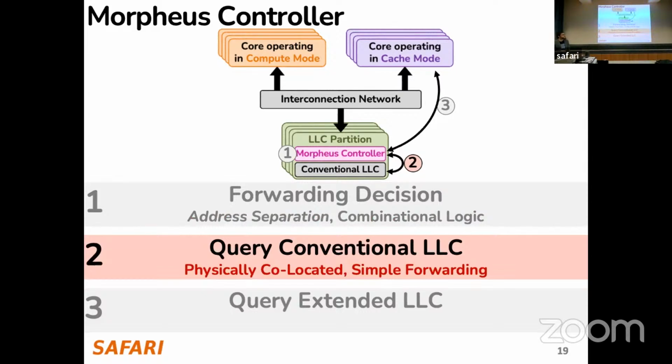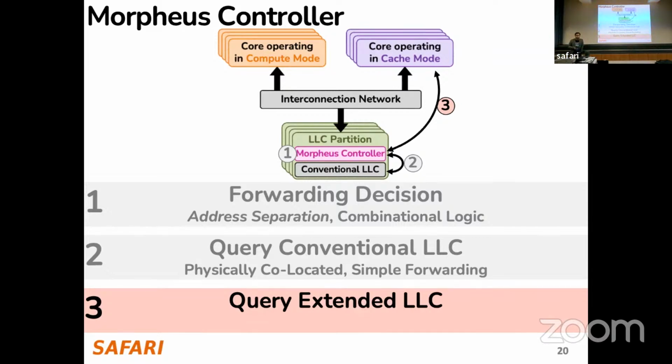Querying the conventional LLC, as you can see there in the number 2 in the drawing, this Morpheus controller is physically co-located with the conventional LLC. So querying the conventional LLC is just some forwarding. It's really simple, right? It's directly there. In contrast, querying the extended LLC is at least not straightforward, because somehow there has to be some communication from the Morpheus controller over the interconnection network to the core operating in cache mode. And it's at least not immediately clear how to implement this in an existing GPU.